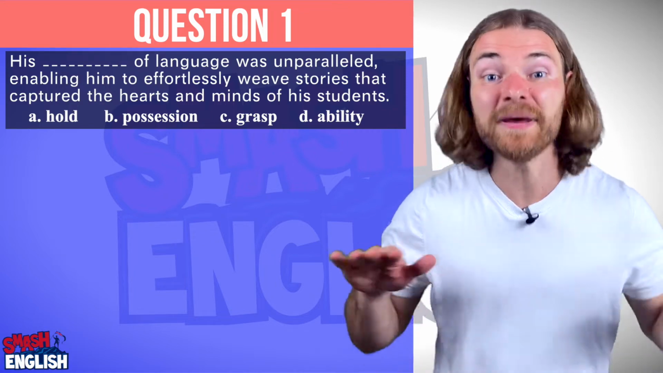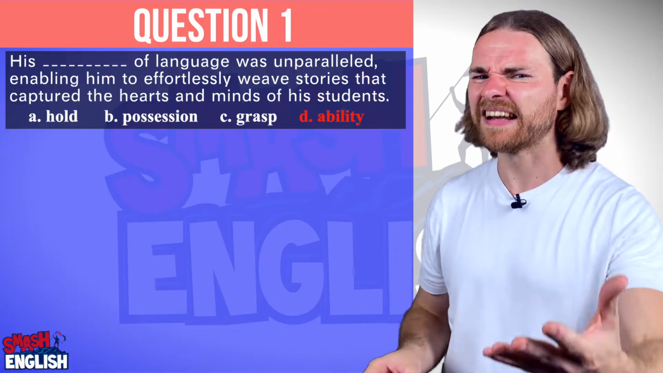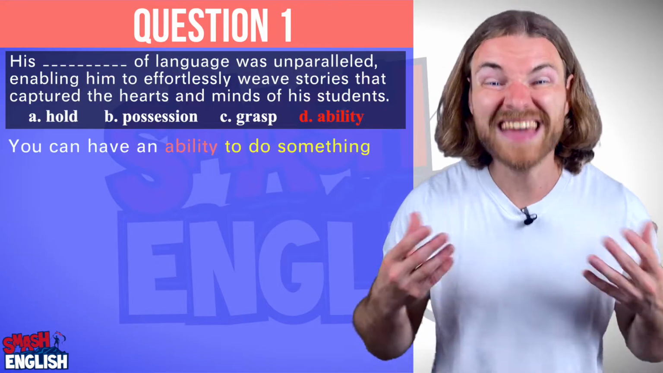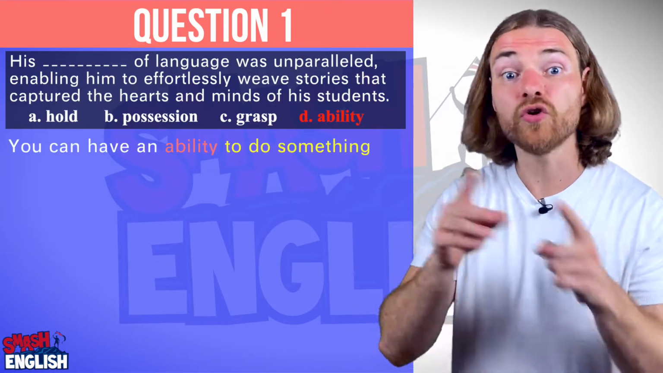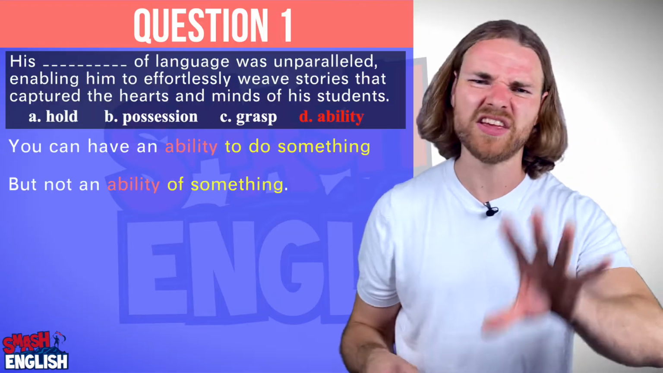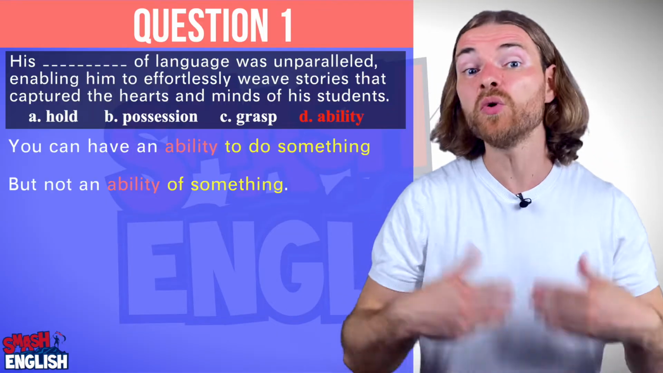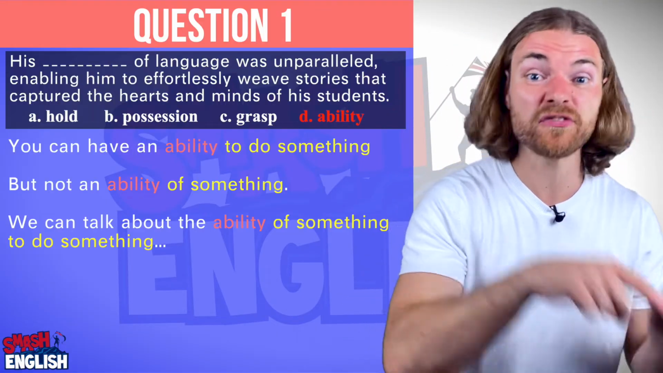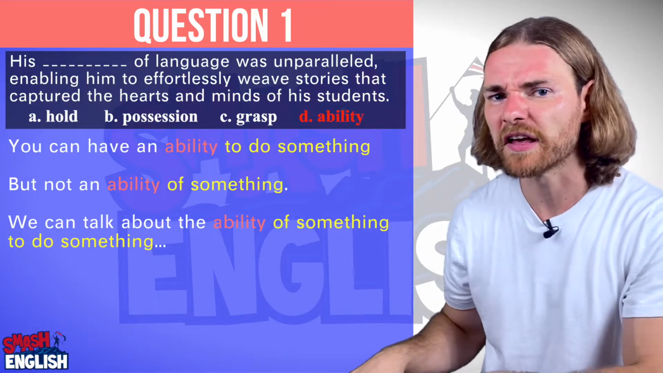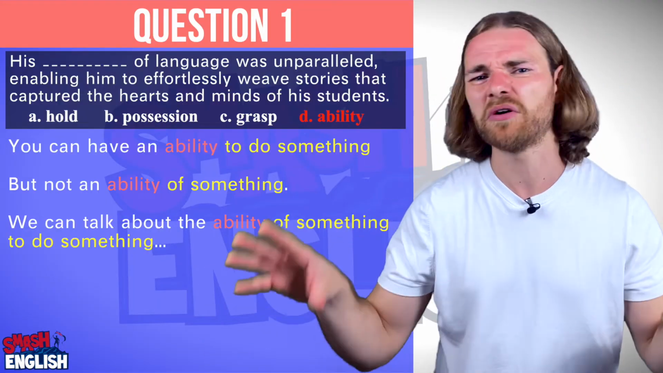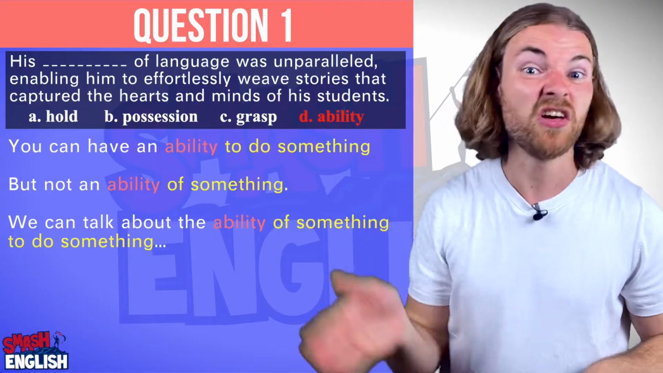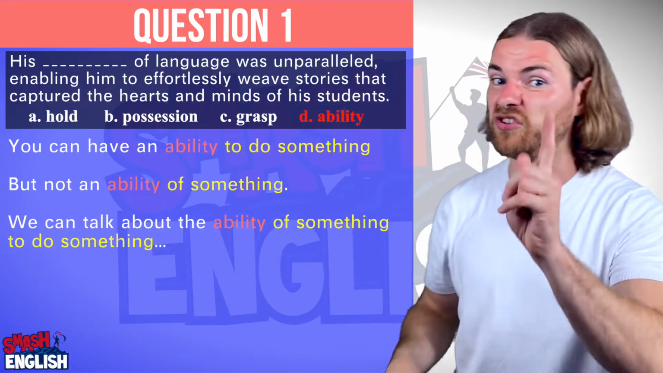We can eliminate ability because grammatically it doesn't work. You can have an ability to do something, but not an ability of something. We can also talk about the ability of something to do something, but that's not what we have here, so let's get rid of ability. Goodbye, ability. It was nice knowing ya.